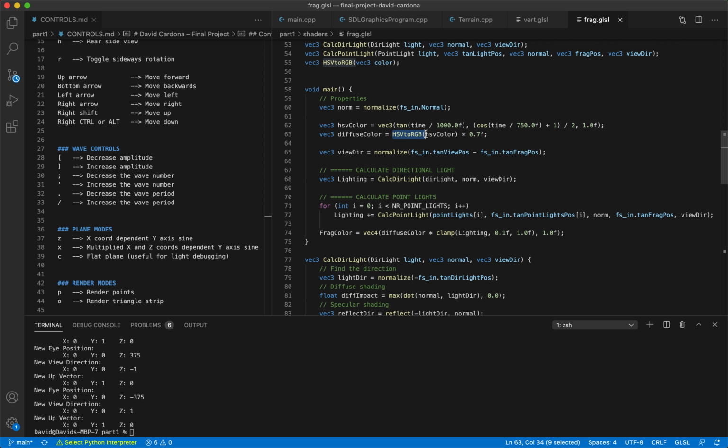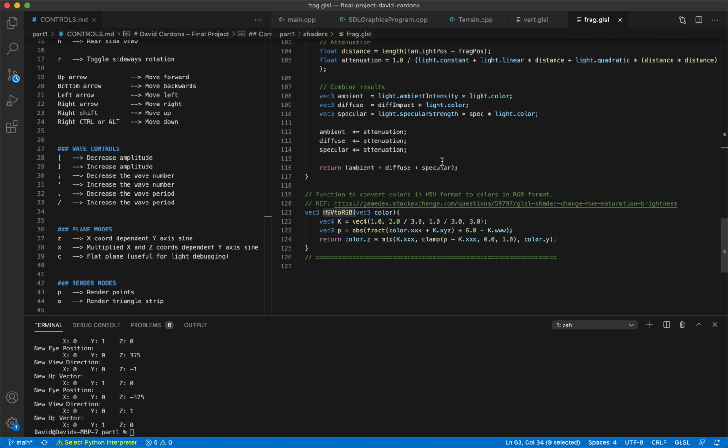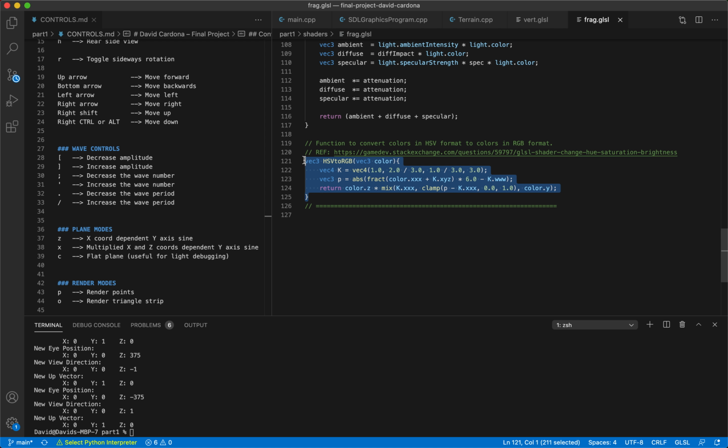And then I am using this function to convert HSV into RGB so that OpenGL can interact with that color value. The function can be seen here. And I did include a reference of where to find it.